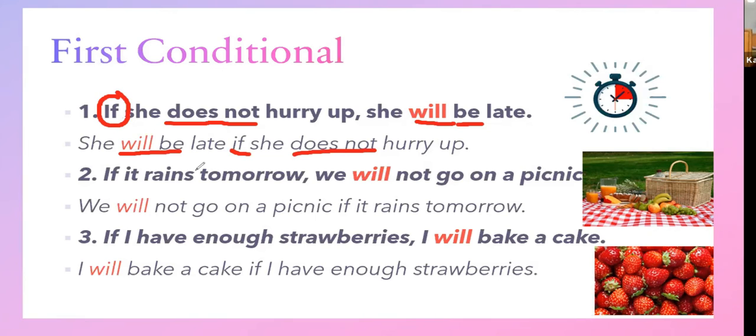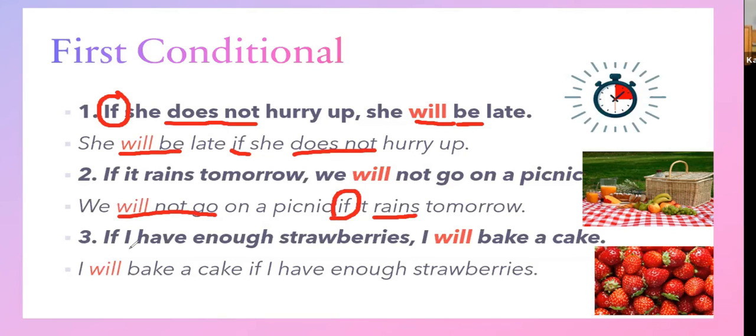Number 2, if it rains tomorrow, we will not go on a picnic. We will not go on a picnic if it rains tomorrow. So we have will not go. Will is the future tense of this verb. Will not go if it rains tomorrow. And we have our if over here.